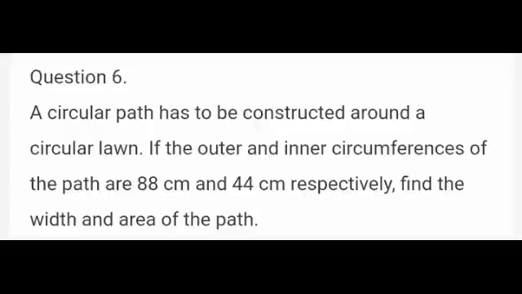Students, listen, question number 6. A circular path has to be constructed around a circular lawn. If the outer and inner circumference of the path are 88 cm and 44 cm respectively, find the width and area of the path. In this question, inner circumference and outer circumference are given. Using those two values, you have to find the width of the path and also the area of the path.